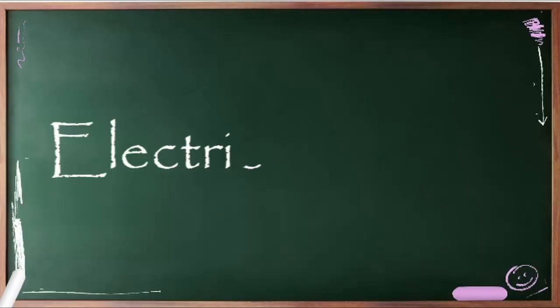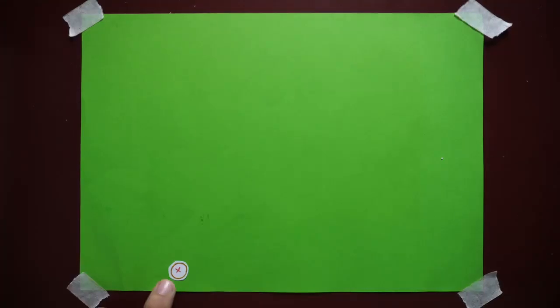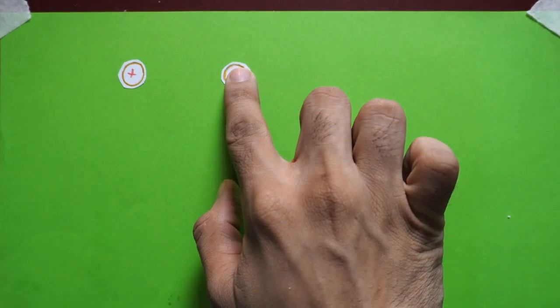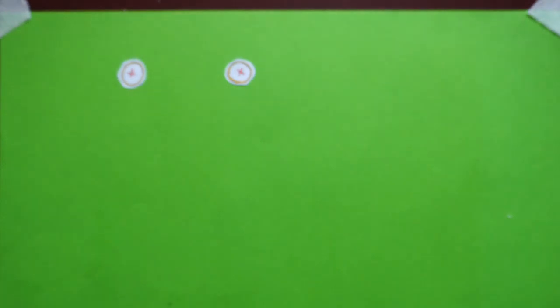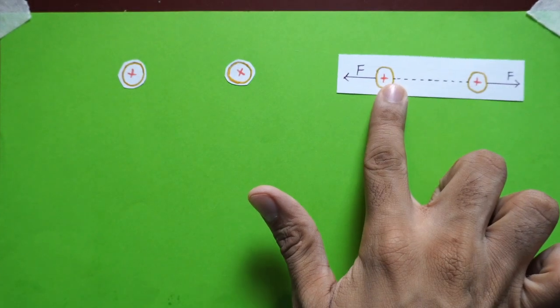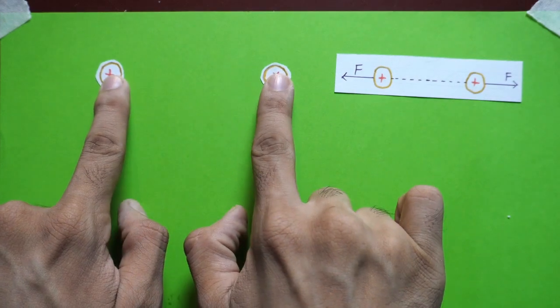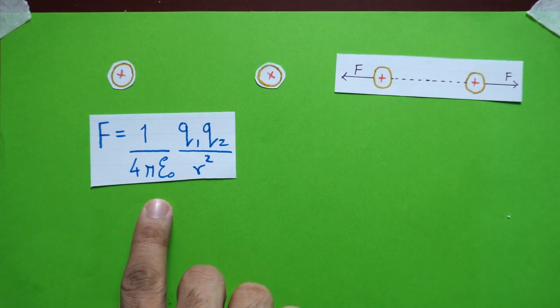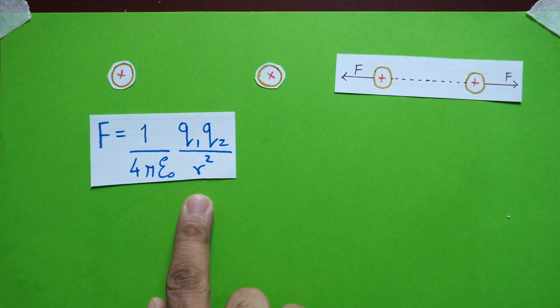Let's talk about electric potential. Let's say you are a positively charged particle, and your friend is also a positively charged particle. Both of you face a force that is repelling each other, so it'll push you away from each other. This force is represented by this equation, which is 1 over 4 pi epsilon naught q1 q2 over r squared.